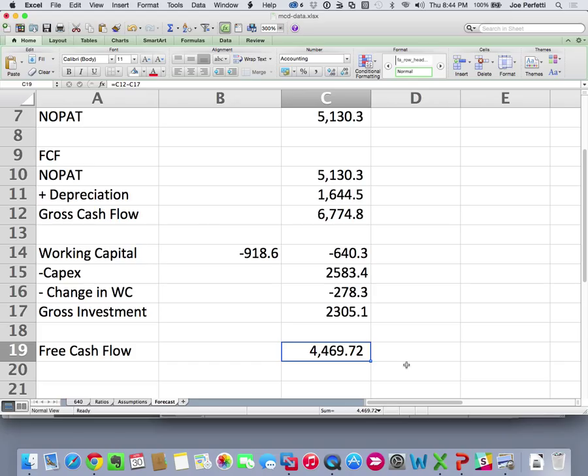So if free cash flow is gross cash flow minus gross investment, I'm investing $2.5 billion in CapEx. I'm freeing up 278 million on working capital, right? Inventory, receivables primarily. I spend net 2.3 billion of the 6.7 billion. That's my free cash flow. I know that was more complex than it probably needed to be. Questions about that? All right.